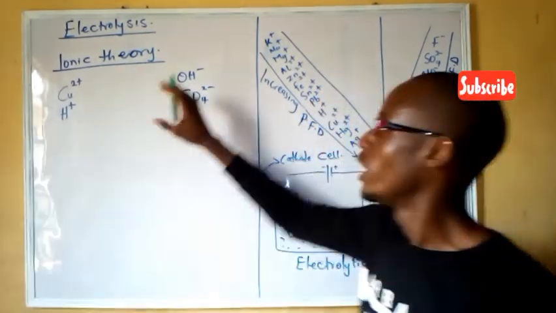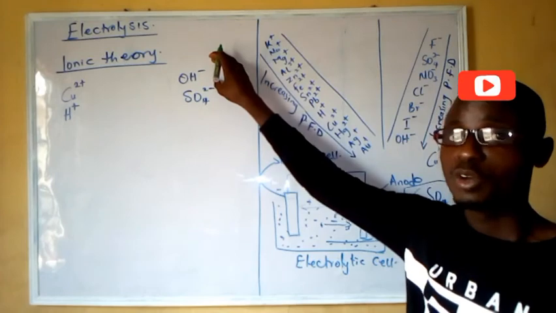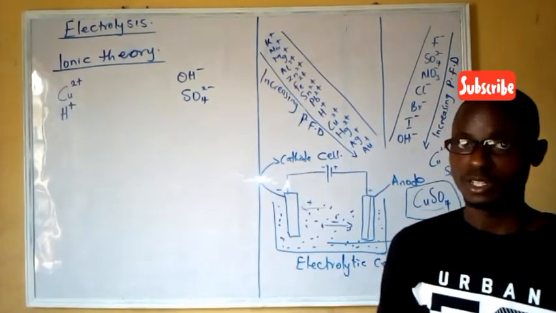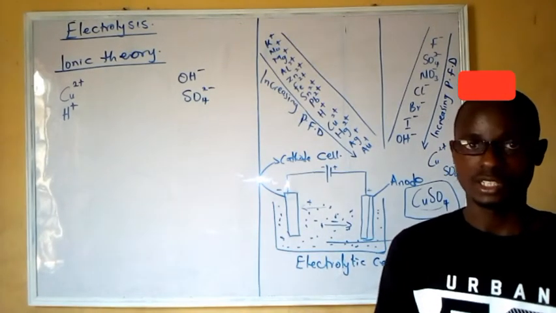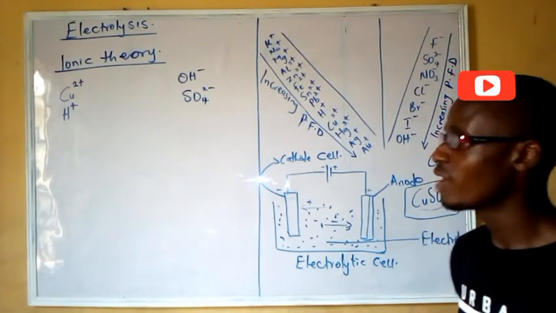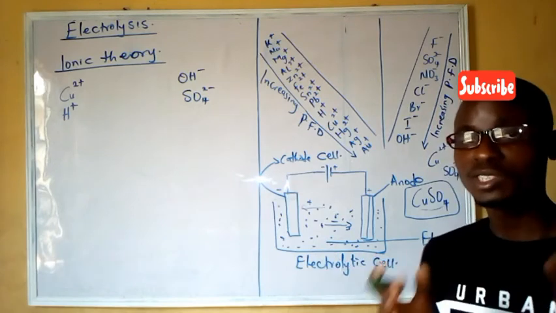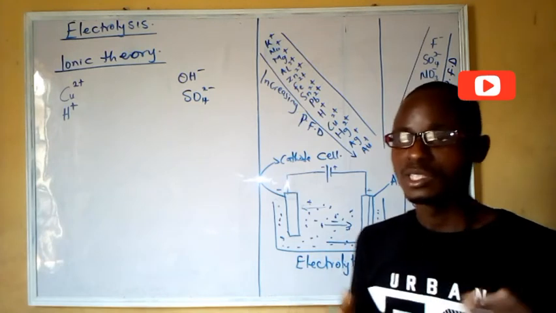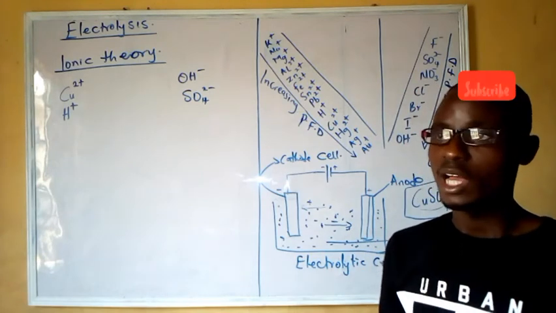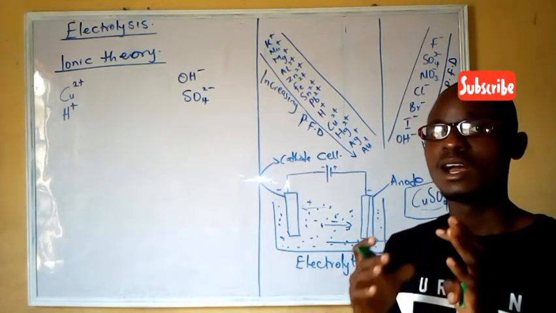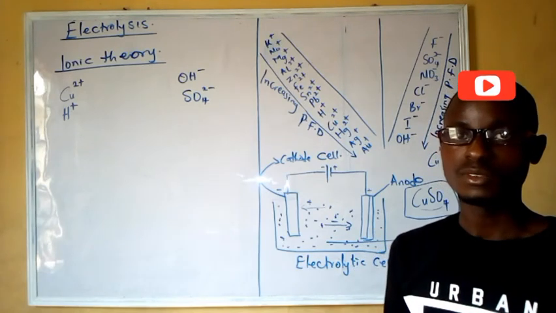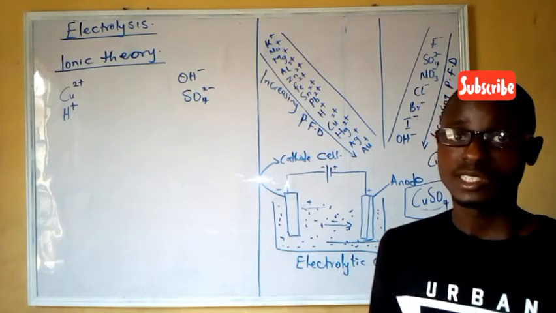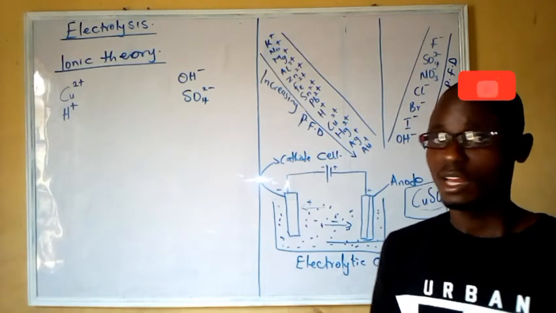Then OH minus is fortunate to come out first at the anode. There is a criteria for which one to come out first, to be preferentially discharged, in a more professional way. When the positive ion migrates to the cathode and the negative ion to the anode, there is a preference for discharge. And there are 3 things to be considered when we talk about the preferential discharge of an ion during electrolysis.